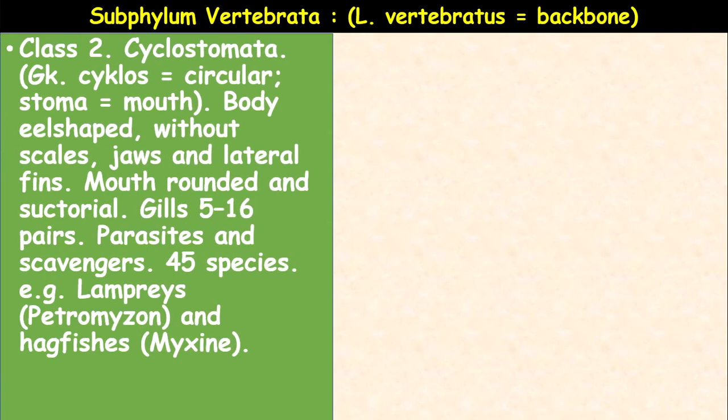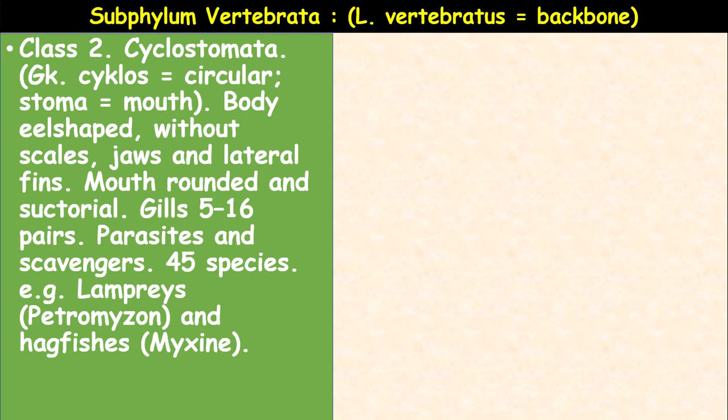Next, class 2, cyclostomata. Cyclostomata is existing, petromyzon. Cyclos means circular, stoma means mouth. The body eel shaped without scales, jaws and lateral fins. Here also no jaw, but circular mouth is present. Mouth rounded and suctorial. Gills 5 to 16 pairs. They are parasites and scavengers.